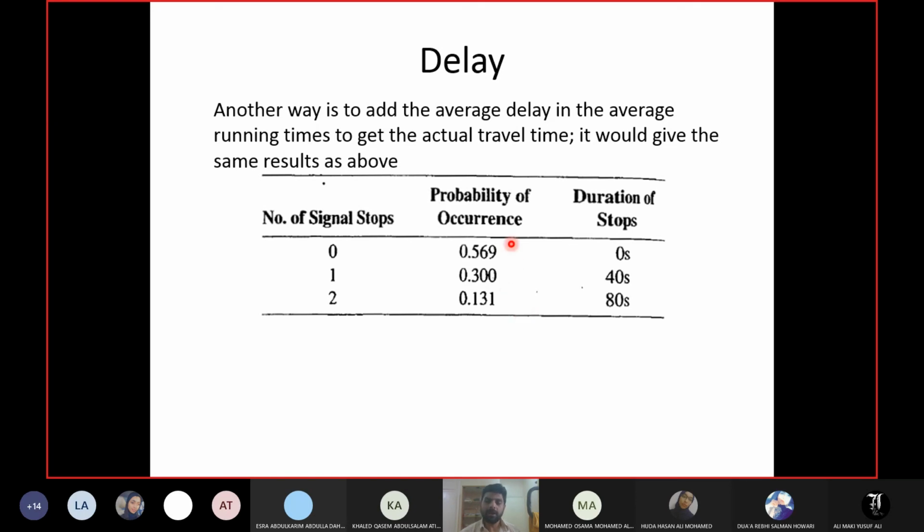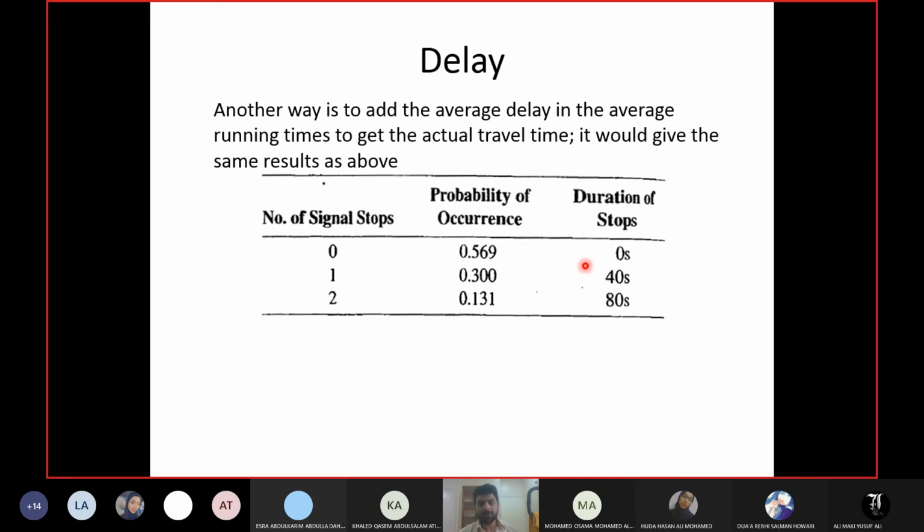Anyways, 57% are the chances of having 0 seconds of delay, 30% are the chances of having 40 seconds of delay, and 13% are the chances of having 80 seconds of delay. Now if I want to calculate the total delay on this highway, then I will multiply the value of the delay with its possibility.